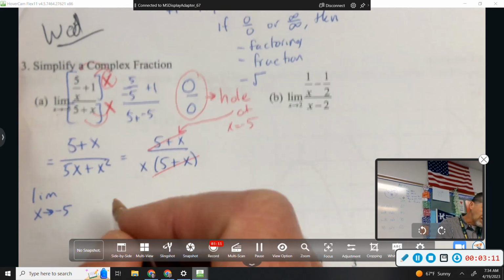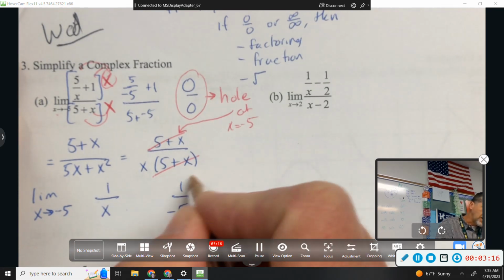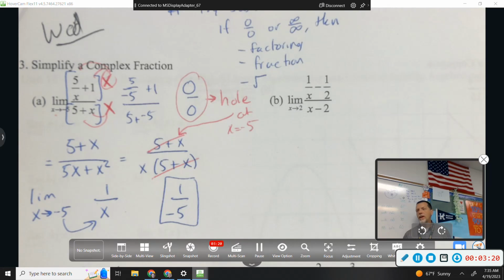So limit as x approaches negative 5 of 1 over x, well, that would be negative 1/5. Again, after you do your algebra magic, you substitute again, and hopefully it works once you fix the hole.